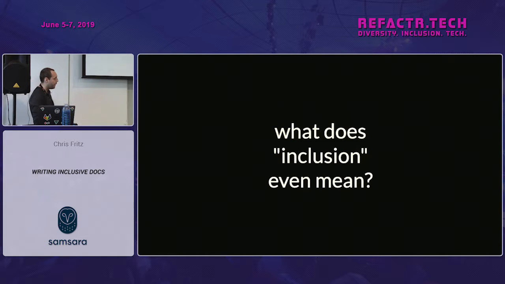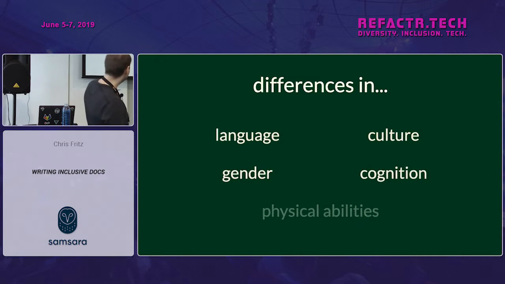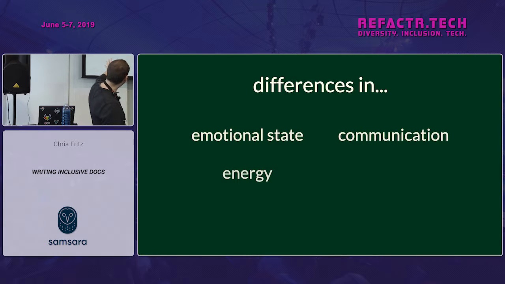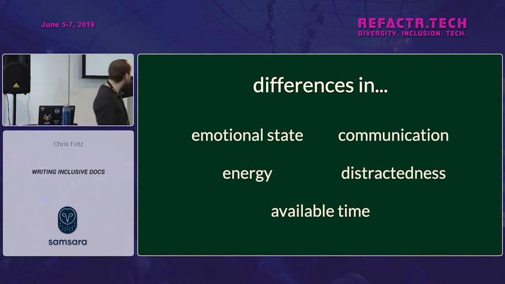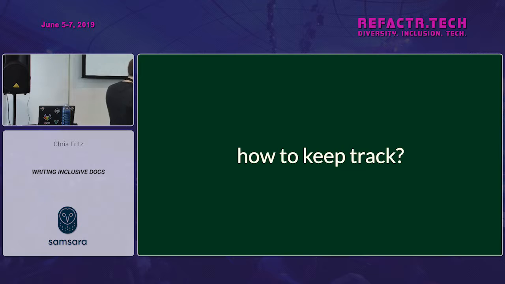Before we go any further, I want to define what inclusion means exactly, or what I mean specifically when I talk about inclusion. I mean meeting people where they are, despite differences in language, culture, gender, cognition, physical abilities, emotional state, communication, energy, distractedness, available time, and a lot more, which is a lot. It's hard to keep up with that. It's hard to keep track of making sure that you're actually serving everyone. So how do you do it?